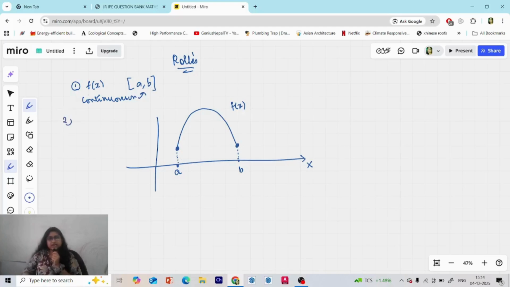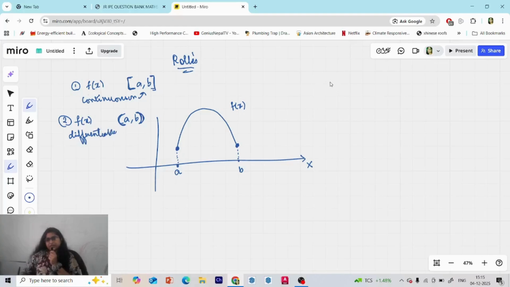Okay, second condition is f of x should also be differentiable. Okay, f of x is also differentiable on the open interval. Always remember, for differentiability you should have an open interval. For continuity you're going to have a closed interval like this. Okay, so f of x should be differentiable on open interval A to B.